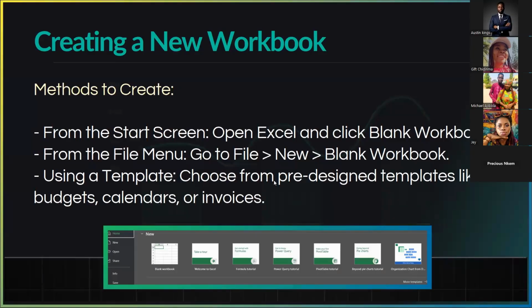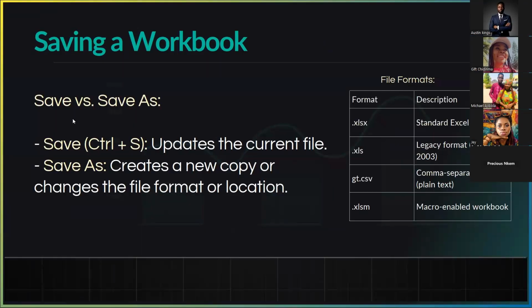So yeah, basically that's how you do that. Saving a workbook: Save versus Save As, they are not the same thing. Save, Control S, updates the current file. Save As creates a new copy or changes the file format or location.